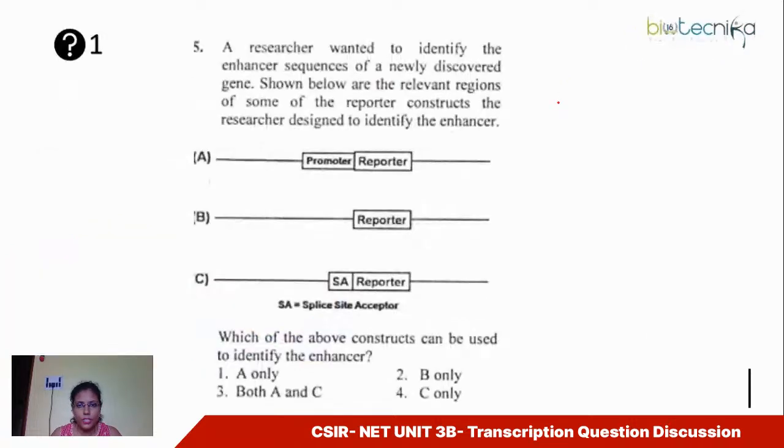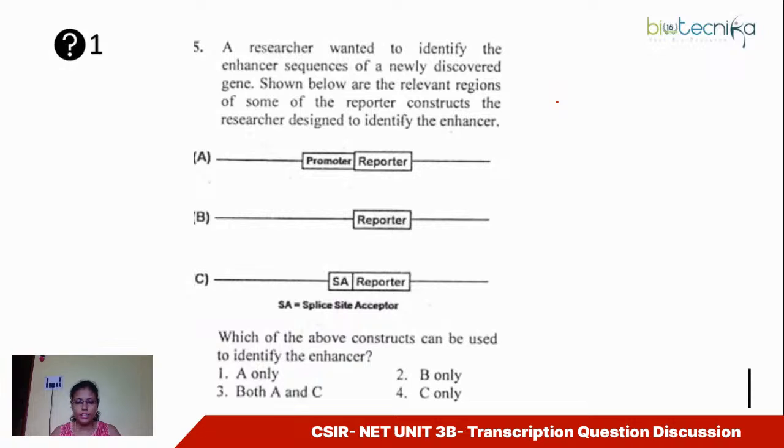So let's begin the session. The first question on your screen is: a researcher wanted to identify the enhancer sequence of a newly discovered gene. Shown below are the relevant regions of some of the reporter constructs the researcher designed to identify the enhancer. Which of the above constructs can be used to identify the enhancer?